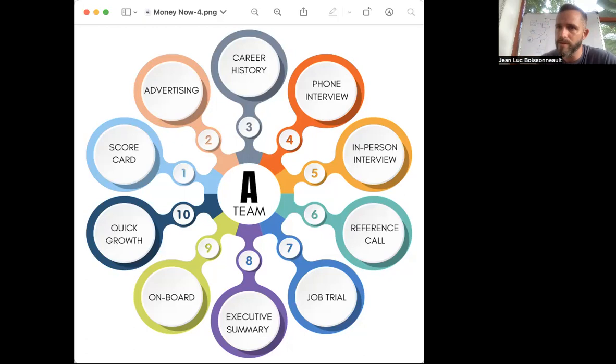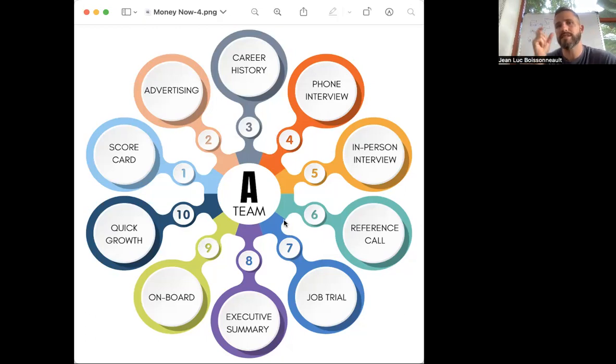Now you got to look at their career history. Okay, so the form should be around career history. You want to see an indication of how they were in the past, right? If that's good, have criteria to say, okay, this is a pass or a fail. And then you move to phone interview. And then from the phone interview, you have an in-person, right?